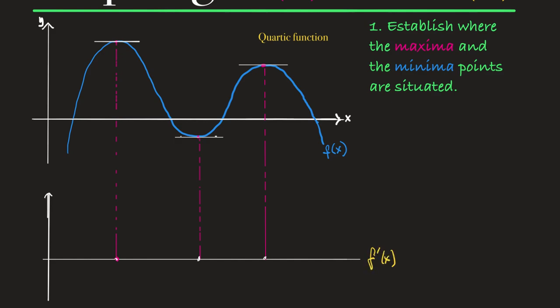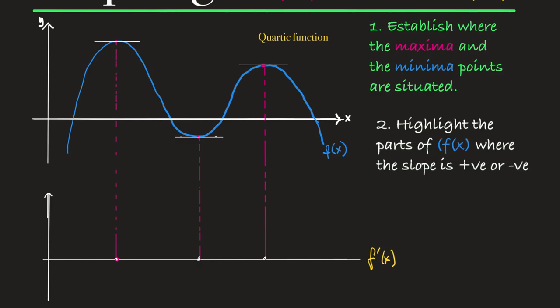Now, secondly, you're going to highlight the parts of the original function where the slope is positive or negative. And straight away, the slope is positive on this side because this part of the function has a positive slope. So I'll just color that in with this green. And the other place also that it is positive, all the way down to here, is when the slope goes up. It's between here and here. So I will also color that.